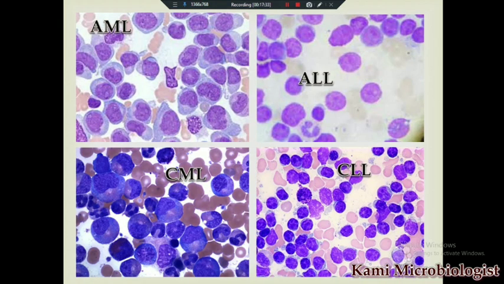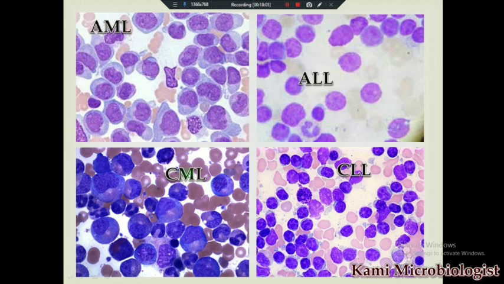In this case we will also check the leukemia condition as well. Now these are the types of leukemia. There are also some other types as well. AML means acute myeloid leukemia. If you see a field like this, you will say that it is acute myeloid leukemia. This is acute lymphoid leukemia. If you see cells like this in the microscopic field, it means that this is an acute leukemia condition.